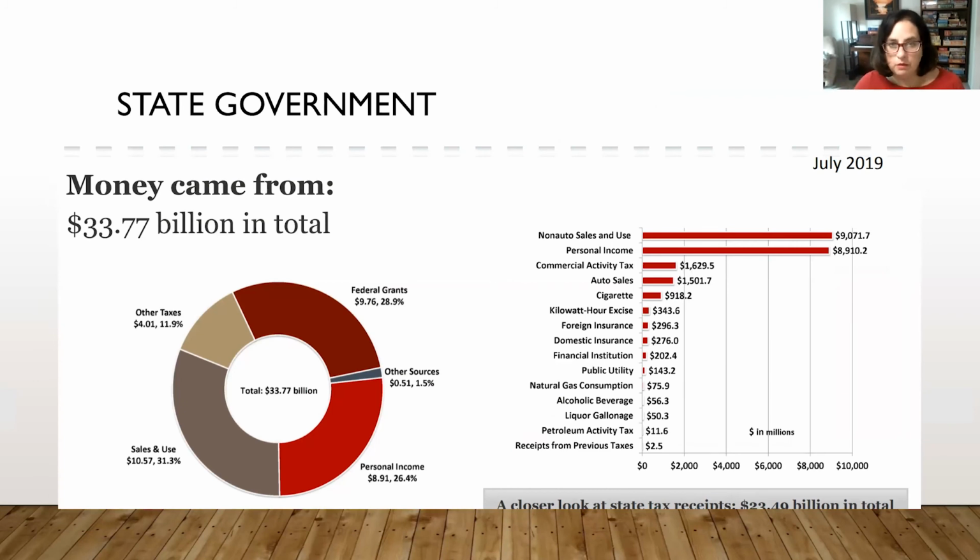Where does the money come from? Mostly non-auto sales and use, so sales tax. And then obviously there's also some sales tax on auto, and that's a component as well. Sales tax and then income tax. There's a fair bit from cigarette tax and alcoholic beverages, and then liquor gallonages. So, I think many people have probably thought a little bit about, during their public health exposure, cigarette taxes and how we address tobacco as well as alcohol use and how we address that from a public health perspective. So I just want you to see where that stands in our state government.